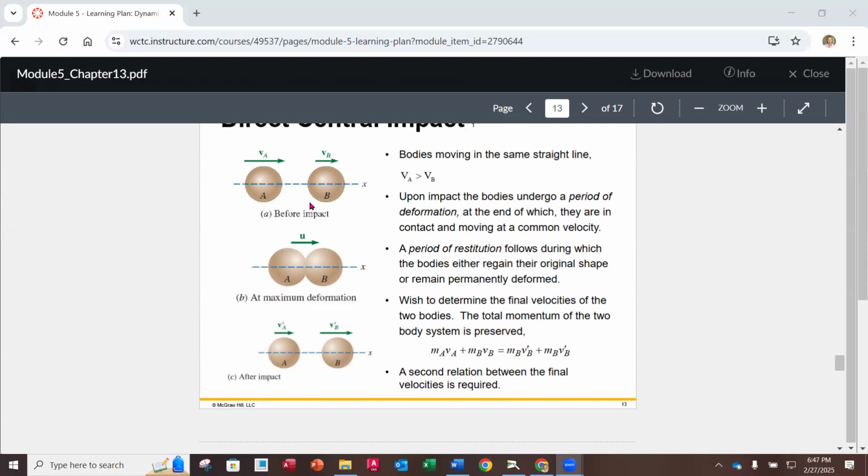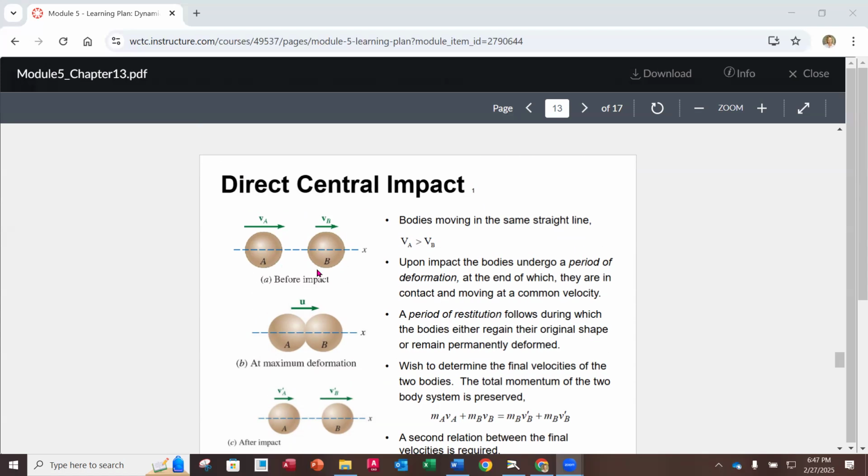This is looking at two different bodies before they actually have an impact. We have, if you would, ball A going at a velocity A, and ball B going at a velocity B. Based on the size of the vectors shown here, velocity B is going at a slower rate than velocity A. So what we anticipate happening is that A is going to actually hit B, even though B is moving as well.